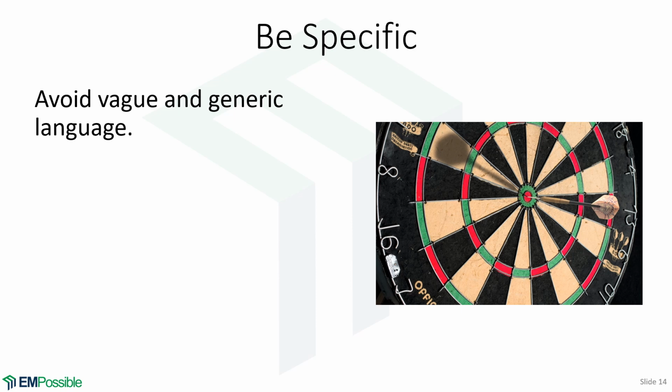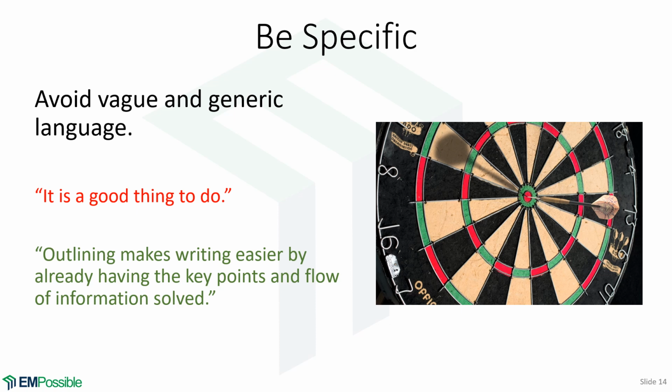In your writing, you also want to be very specific. Avoid the vague and generic kind of language. For example, "it is a good thing to do." That's very generic. Well, what is good? What did you do? A better way to say that might be: outlining makes writing easier by already having the key points and flow of information solved. That is very specific.